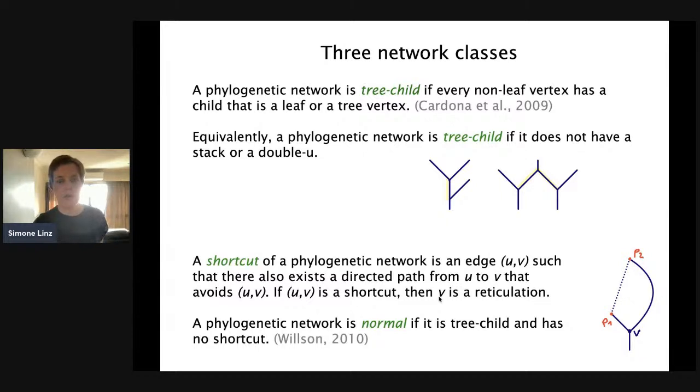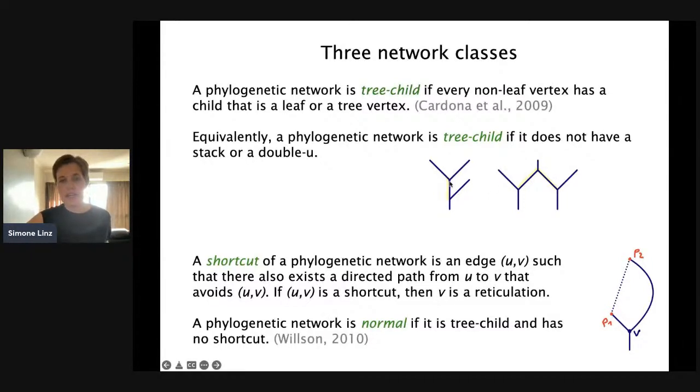And we say that a phylogenetic network is tree chart if every non-leaf vertex, or every internal vertex, has a child that is a leaf or a tree vertex. So a tree vertex is a vertex with in degree 1 and out degree 2. Equivalently, you can think of this definition as a phylogenetic network that does not have what we call a stack or W. So stack is shown here.